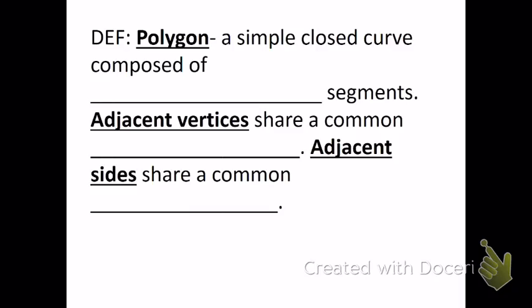Alright, so a polygon is a simple closed curve composed of line segments. Adjacent vertices share a common side, so the vertices next to each other in the shape share a common side, and adjacent sides share a common vertex. Right? Everybody have it? Okay.